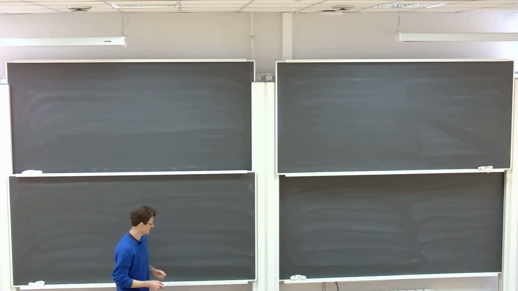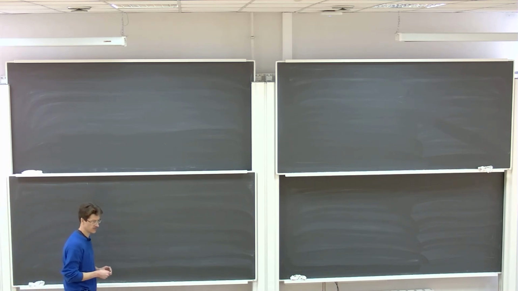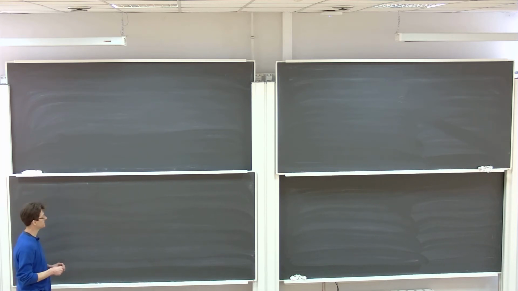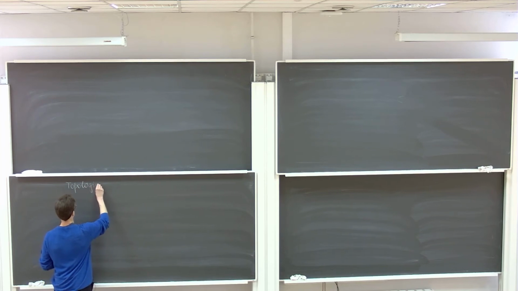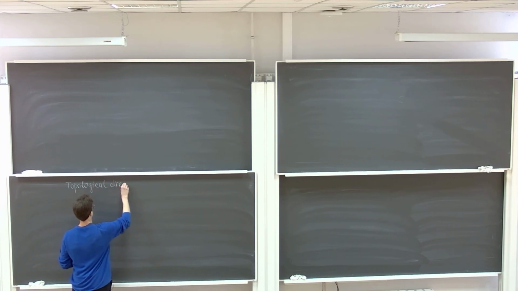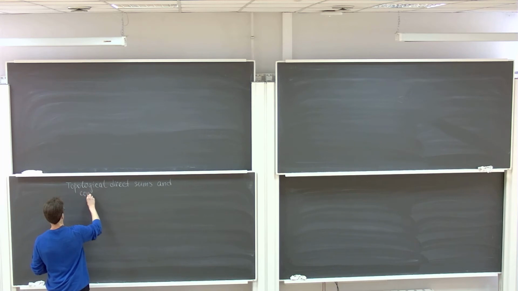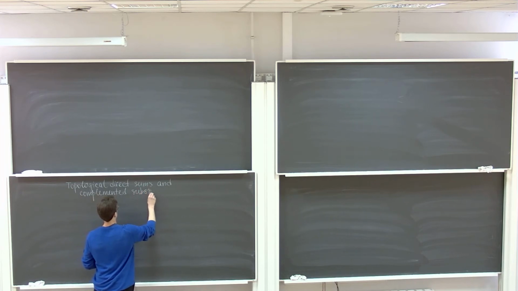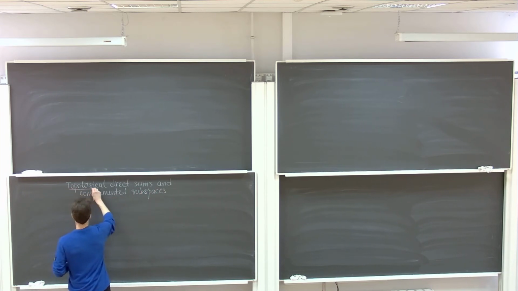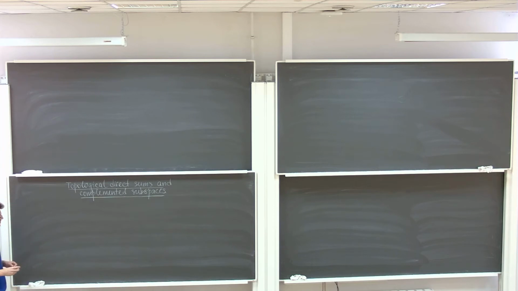Okay, so today, before coming back to Fredholm operators, we'll make a short digression into the Banach space theory, and we discuss topological direct sums and complemented subspaces. So first of all, let's introduce some notation.